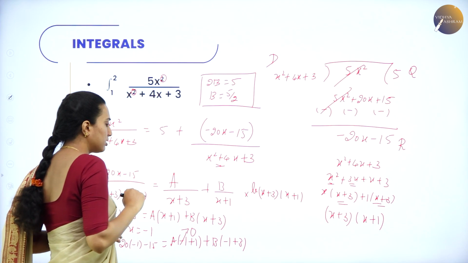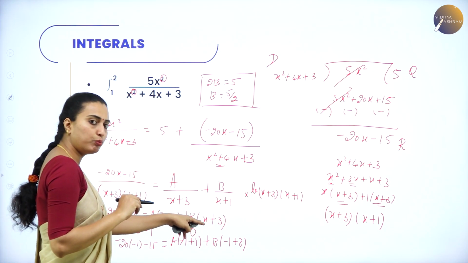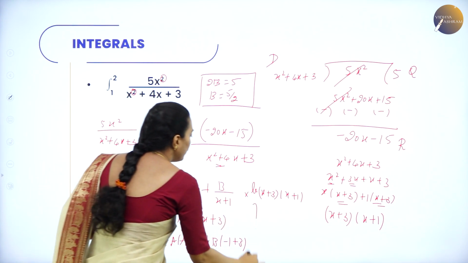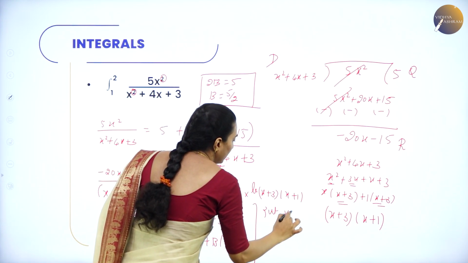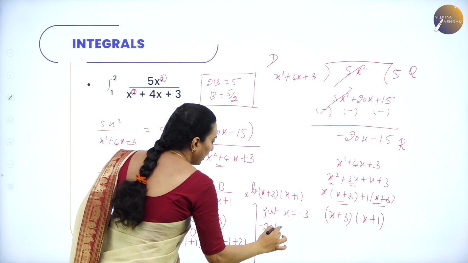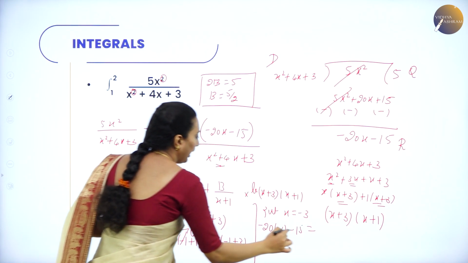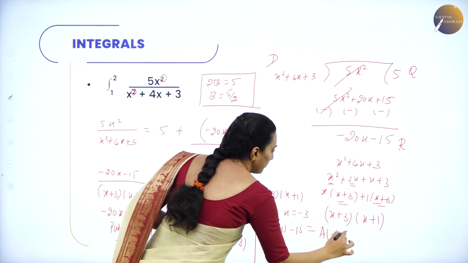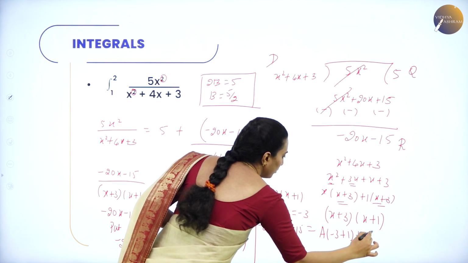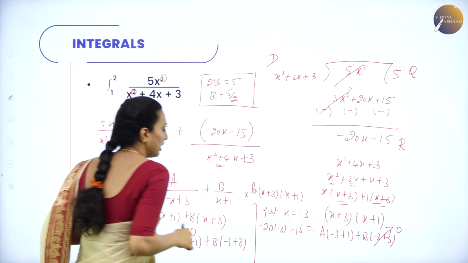And this is your answer. Now, putting x equal to -3, we get -20 into -3 minus 15 is equal to a into (-3 plus 1) plus b into (-3 plus 3). Now b will get cancelled. Now remaining is a only.